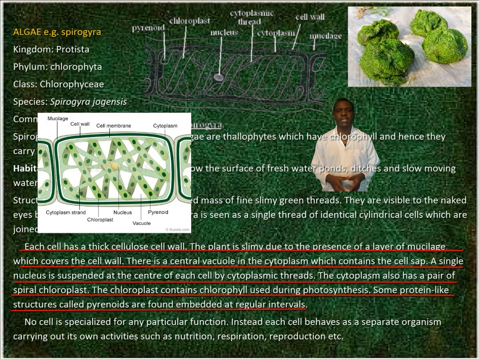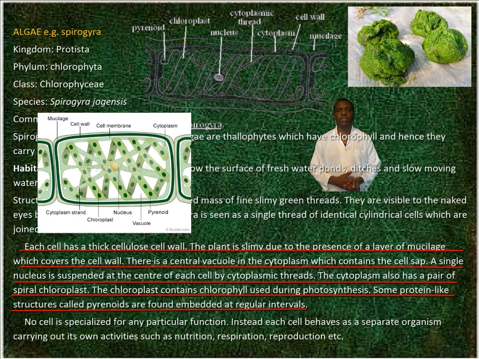Each cell has a thick cellulose cell wall. The plant is slimy due to the presence of a layer of mucilage which covers the cell wall. There is a central vacuole in the cytoplasm which contains the cell sap. A single nucleus is suspended at the center of each cell by cytoplasmic threads. The cytoplasm also has a pair of spiral chloroplasts. The chloroplast contains chlorophyll used during photosynthesis.